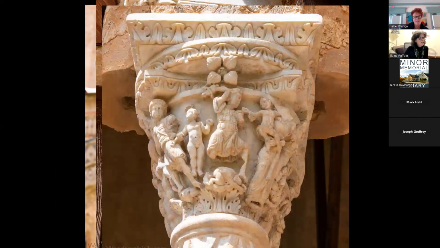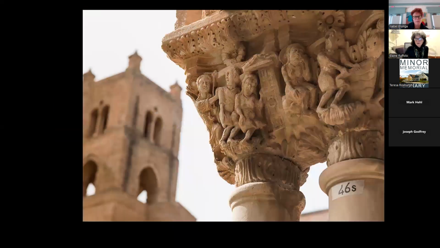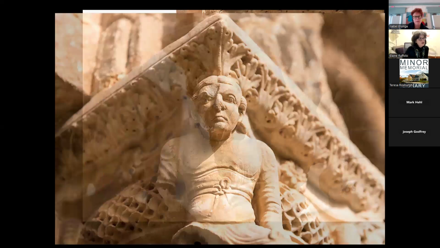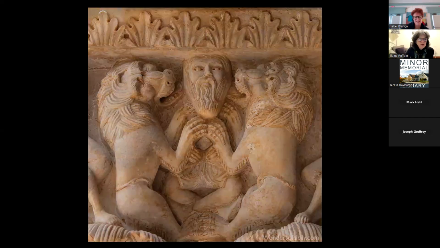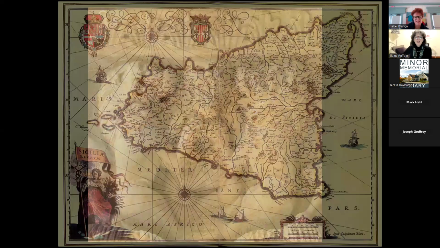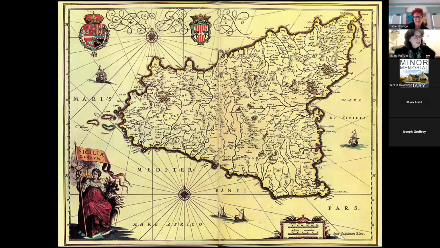Massacre of the Innocents, Expulsion of Adam and Eve, and this wonderful figure, unidentified, but frowning and scowling down at the observer, scowling at us from the 12th century right to today. And this is the crowning achievement of the Normans in Sicily.